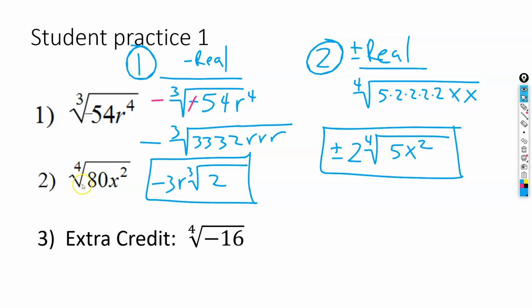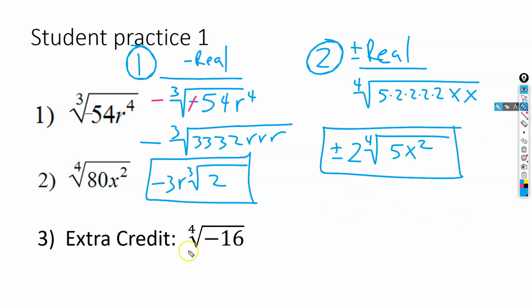Now in number 2, we have an even root and a positive number, which means you should end up with a positive and a negative answer. So all we do is, for this one, there's no negatives to take out. We just start by breaking it down. It's just 5 times 2 times 2 times 2 times 2 times x, which means I'm able to take a 2 out, and I'm left with 5x squared on the inside, and don't forget your minus.